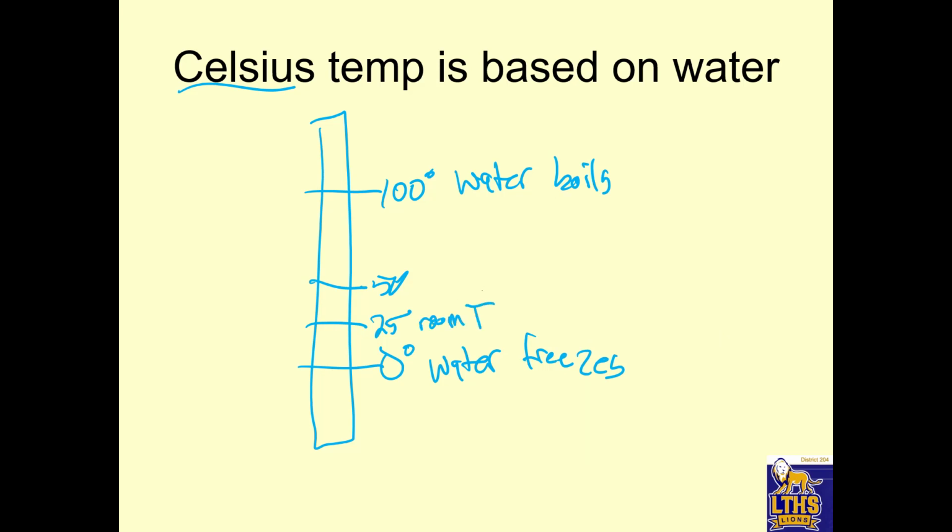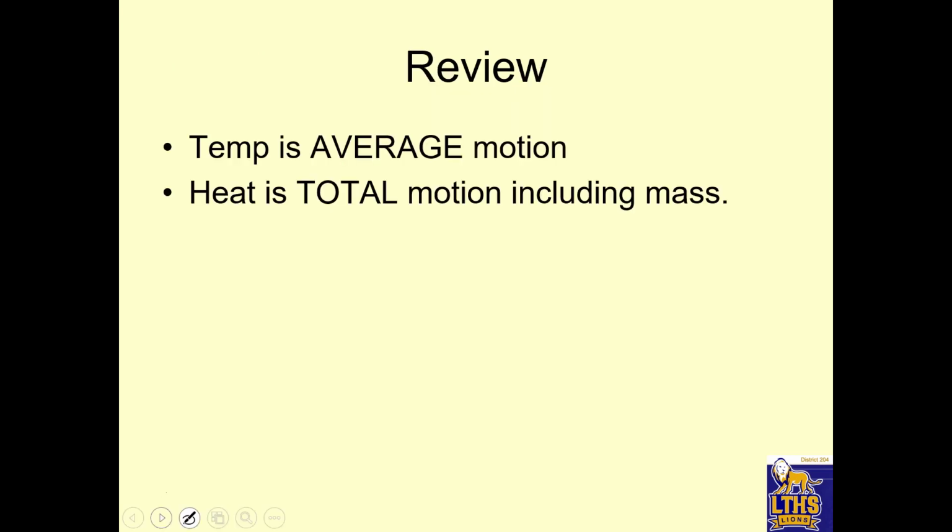And 37 is body temperature. That's 98.6. Room temperature is about 70 degrees Fahrenheit. And those are pretty much the only Celsius ones you need to be really comfortable with.